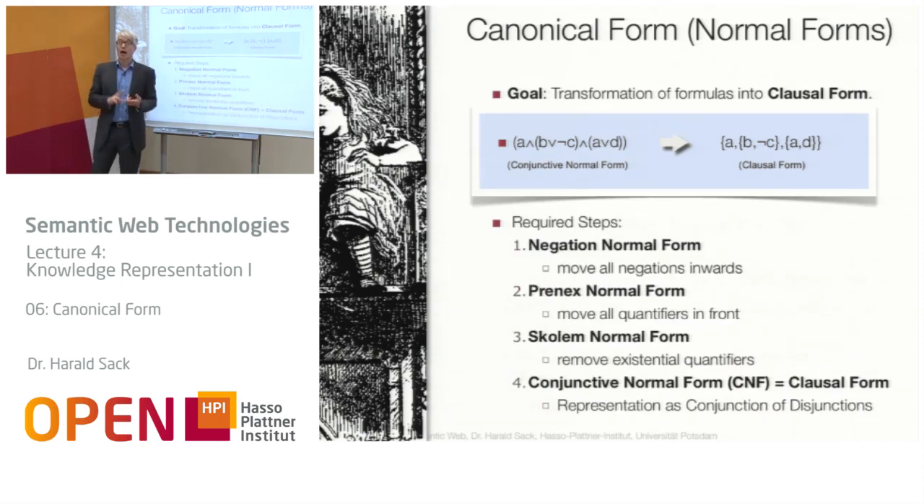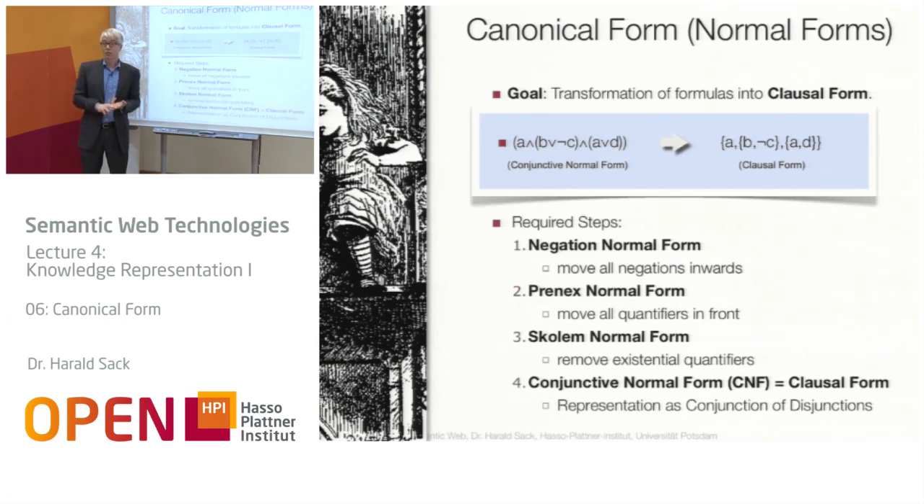So, how do we transform an arbitrary formula into a canonical form or into a clausal form? For first-order logic, you need 4 different steps. And all these single steps define a special normal form, and the last one is the conjunctive normal form or clausal form where we're trying to go to. So the first is the so-called negation normal form. There we try to move all negations mostly inwards in the formula.